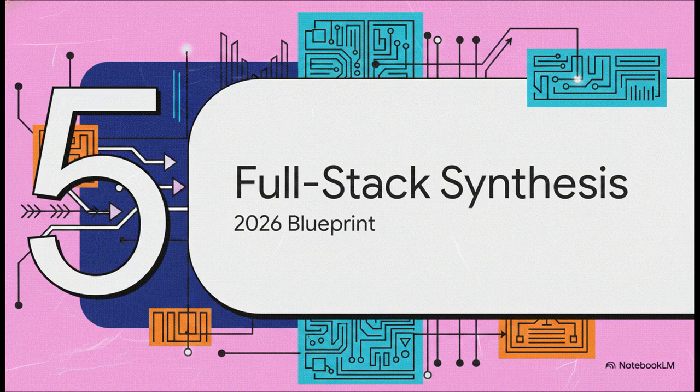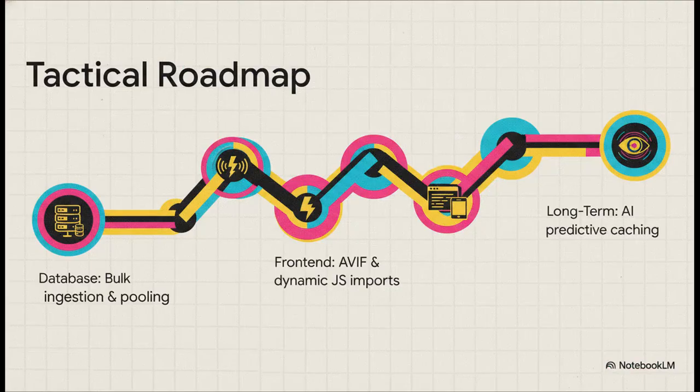Section 5. The Full Stack Synthesis. This is your 2026 blueprint. We have covered some immense ground today, and right here is your tactical, enterprise-grade roadmap. For the database, stop those row-by-row loops, move to bulk ingestion, and enforce strict connection pooling. For the network, enable HTTP/3 and QUIC at your load balancer to finally eliminate head-of-line blocking once and for all.